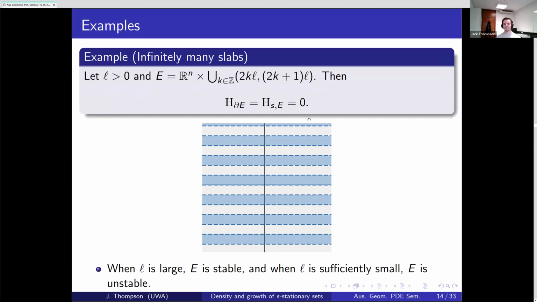Now, infinitely many slabs. Again, in the local case, this is the same as the last one and the first example. In the non-local case, I look at 0 again, and I can see it's symmetric. So I recover again that this has 0 S mean curvature. So this is an example of an S stationary set. And interestingly, when L is sufficiently small, E is unstable. This will be relevant later.